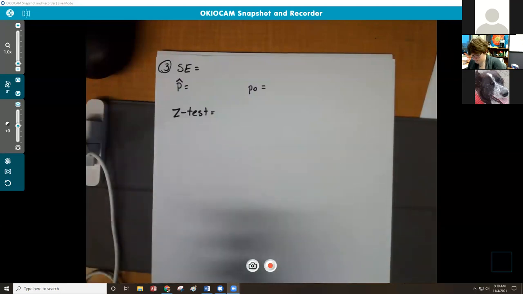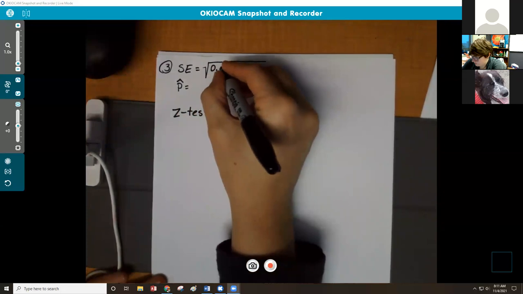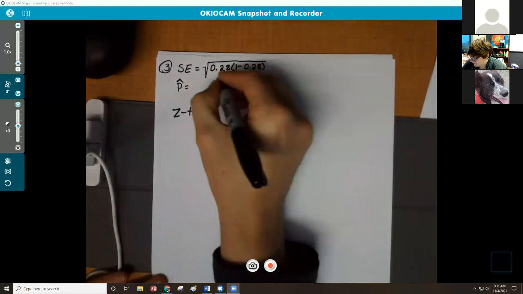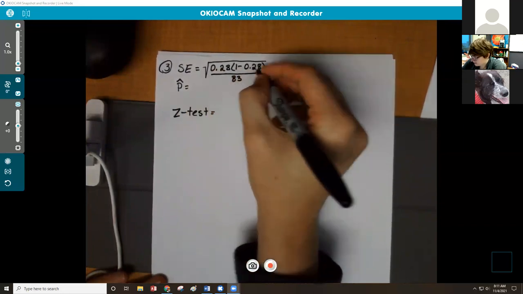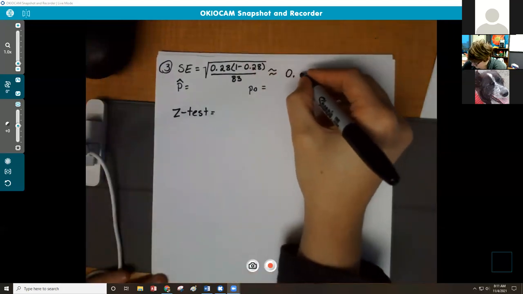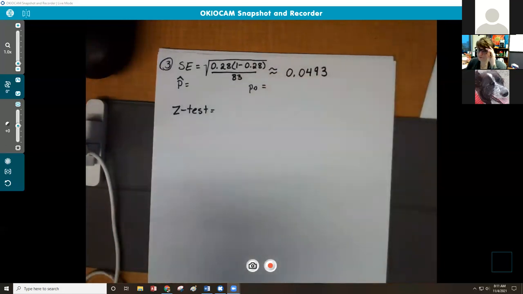So when we're finding our standard error, what we are going to do is we are going to have the square root of 0.28 times 1 minus 0.28, all of that divided by our sample size, which is 83. Okay, and we are going to get 0.28 times 1 minus 0.28 divided by 83. We're going to get 0.0493.